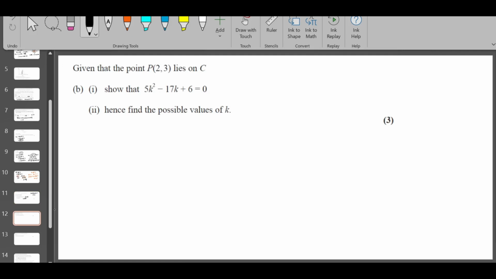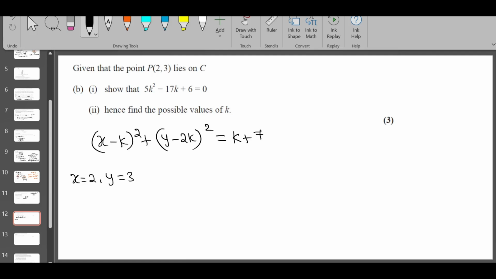Given that P of (2, 3) lies on the circle, we have the equation of the circle, (x minus k) whole square plus (y minus 2k) whole square is k plus 7. Now sub in the point. x is equal to 2, y is equal to 3. You will get (2 minus k) whole square plus (3 minus 2k) whole square is k plus 7.